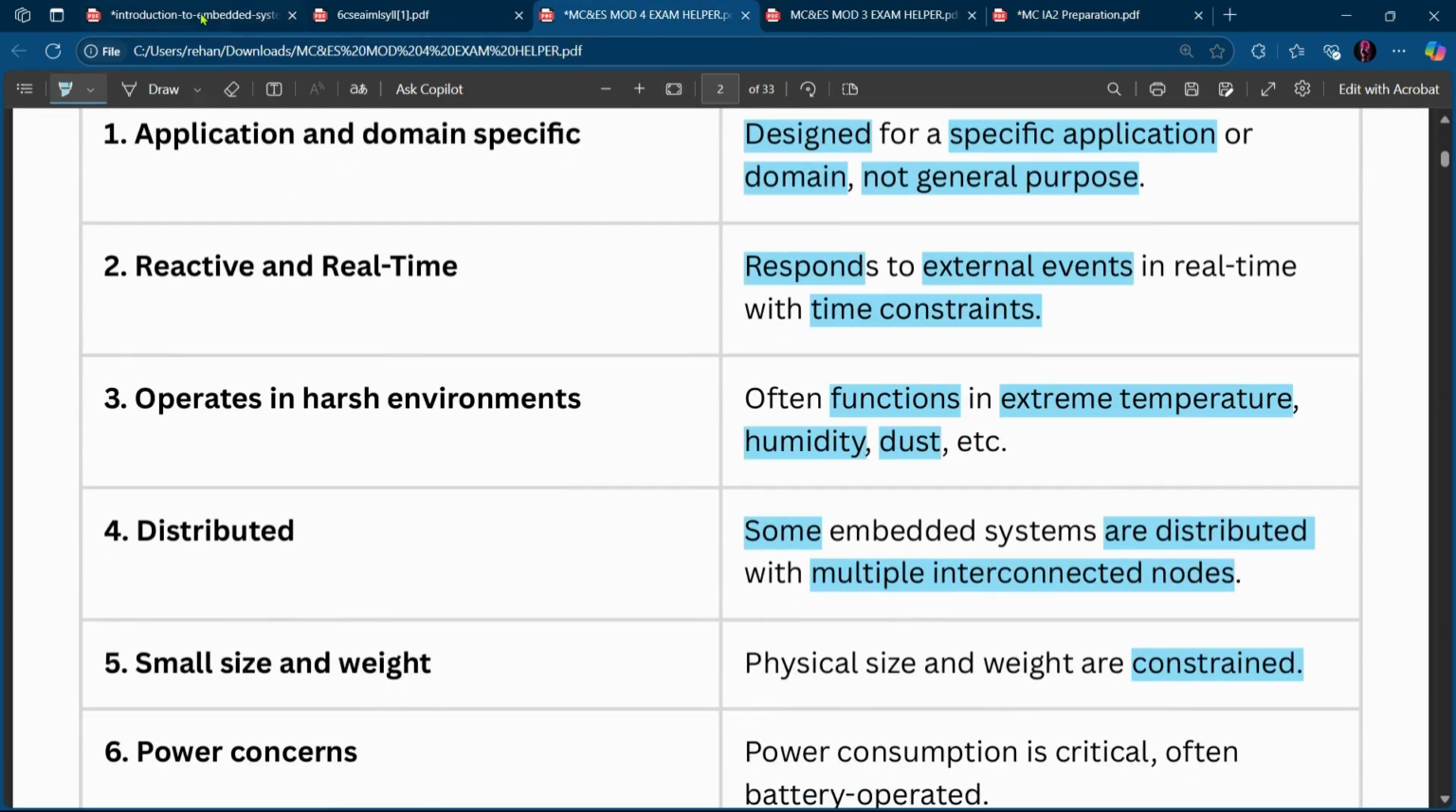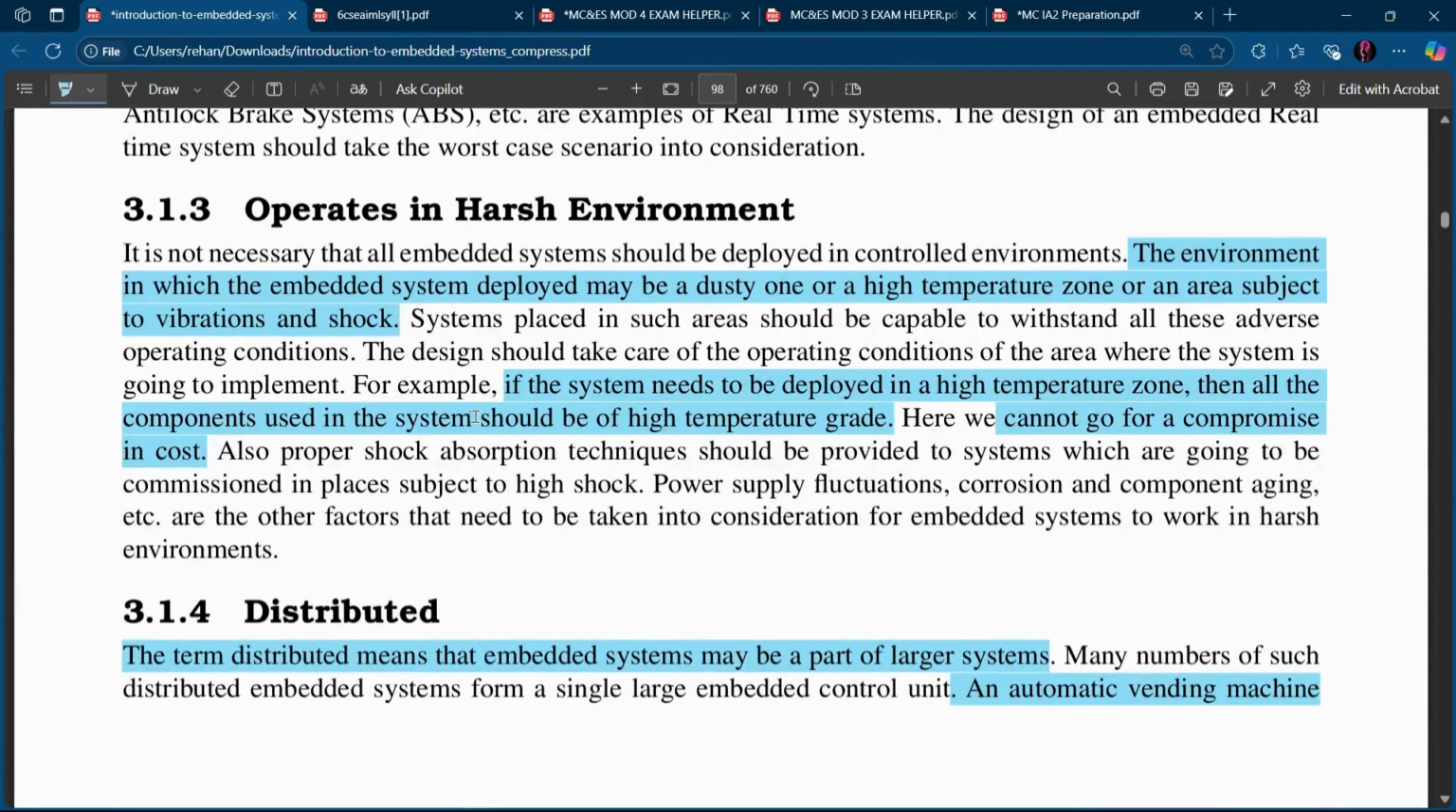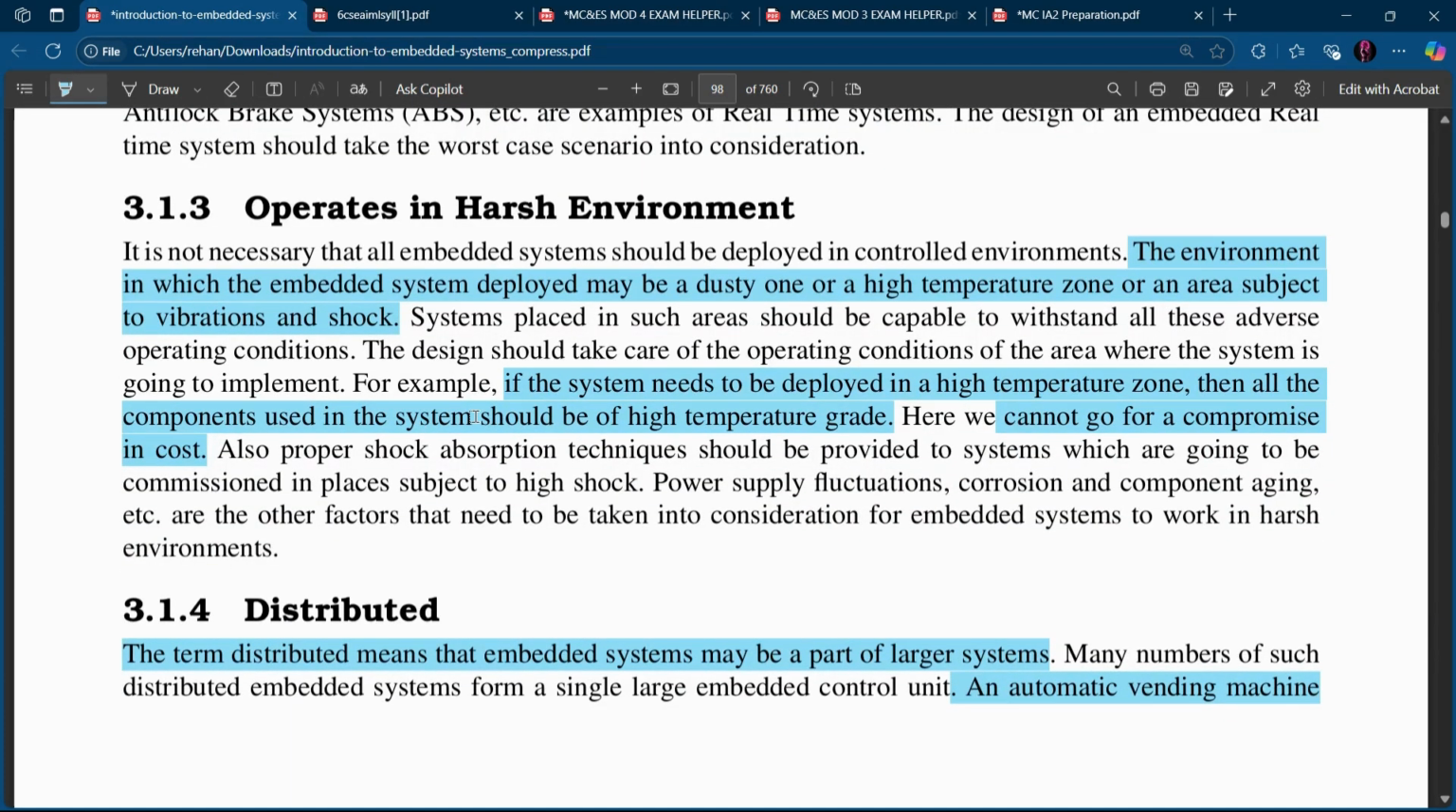I hope you understood. The third application operates in a harsh environment. In the sense, it's basically robustness, which will also be there in the quality attributes. Robustness is nothing but that even in harsh temperature conditions, if the system is pushed to the limit, it should still perform. They have taken the example of dusty or high-temperature zones, or an area subjected to vibration and shocks. If the system needs to be deployed in a high-temperature zone, then all the components used should be of high-temperature grade.